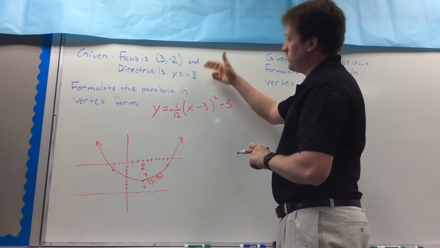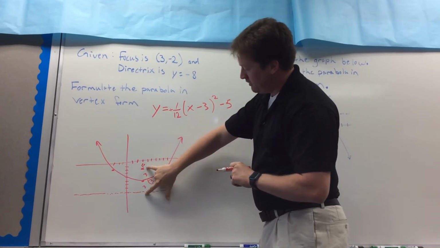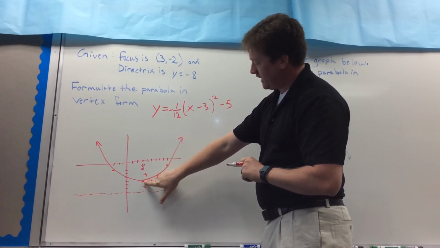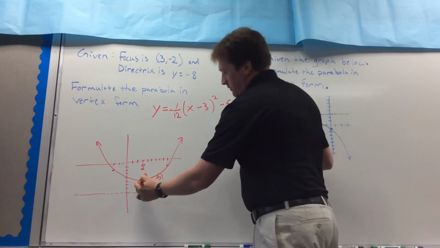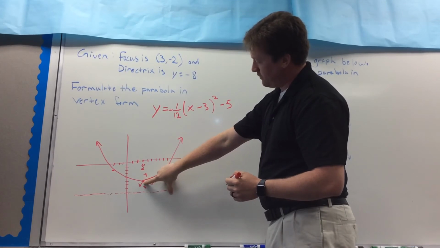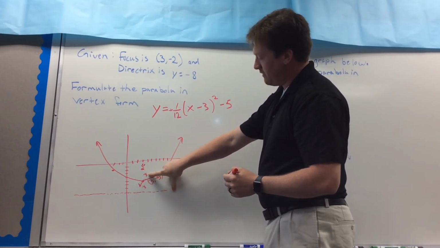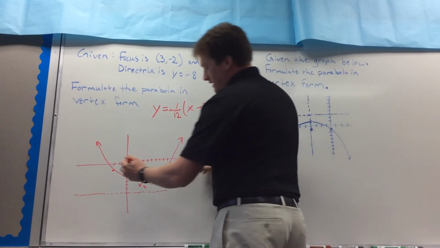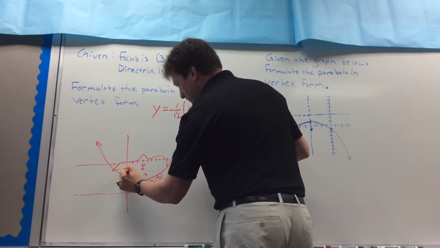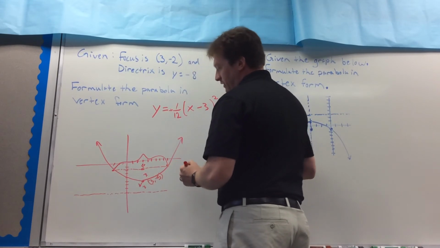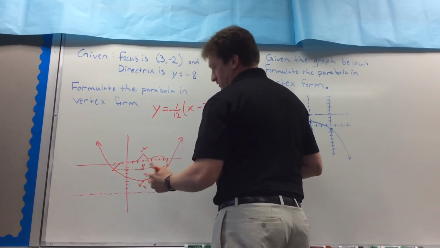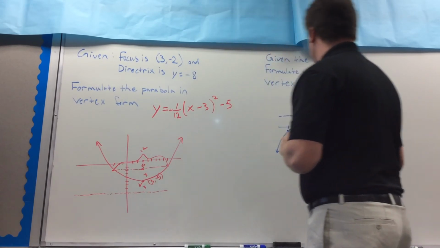So given a focus and a directrix, you need to graph them both, find out what's between them, and that gets you the vertex. From there, if you take the distance between the vertex and the focus and you multiply it by 4, that's going to get you the distance of your latus rectum, which is this part right here. If you cut that number in half, that's going to get you how far you go left and right. We go to the next question.